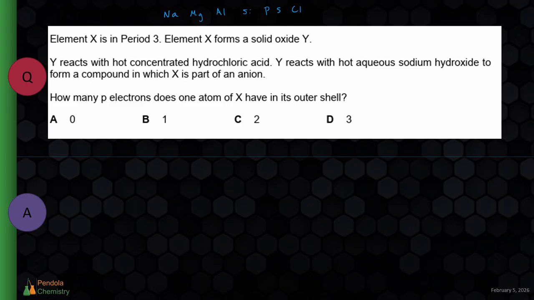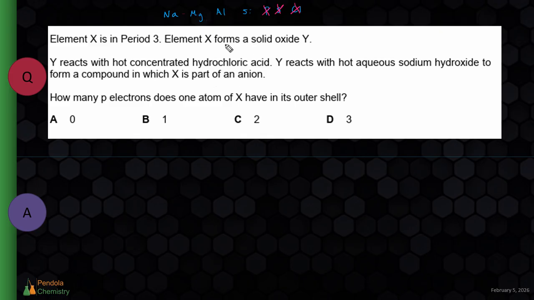So solid oxide meaning that when this element reacts with oxygen, the compound that it creates is solid. That is going to eliminate Cl, because chlorine does not actually form compounds with oxygen. We talked about it earlier. Sulfur dioxide and trioxide are gases. Phosphorus oxide, or P4O10, is a liquid. So the only ones that we have left are sodium, magnesium, aluminum, and silicon.